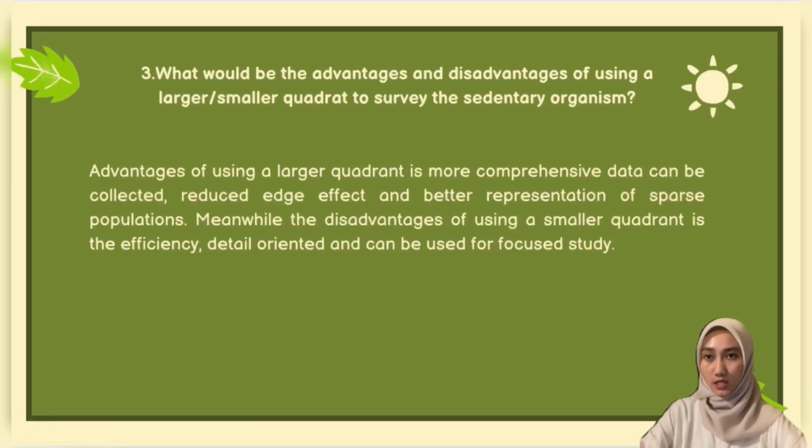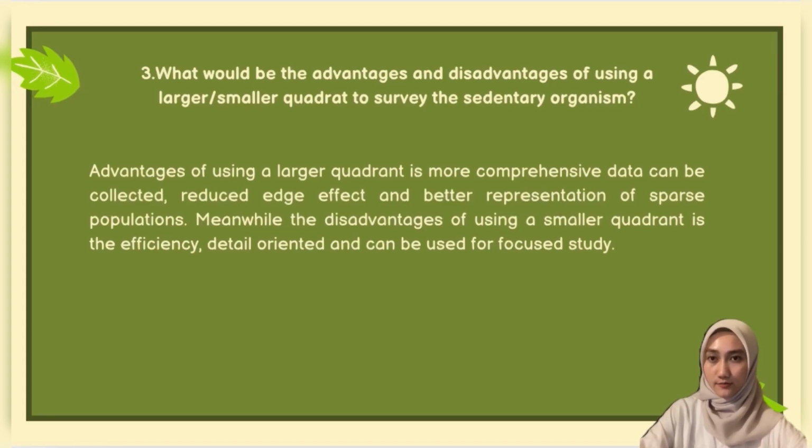Question 3, what would be the advantages and disadvantages of using a larger or smaller quadrat to survey sedentary organisms? The advantages of using a larger quadrat are that more comprehensive data can be collected, there is reduced edge effect, and better representation of sparse populations. Meanwhile, the advantages of using a smaller quadrat are efficiency, being detail-oriented, and that it can be used for focused study.